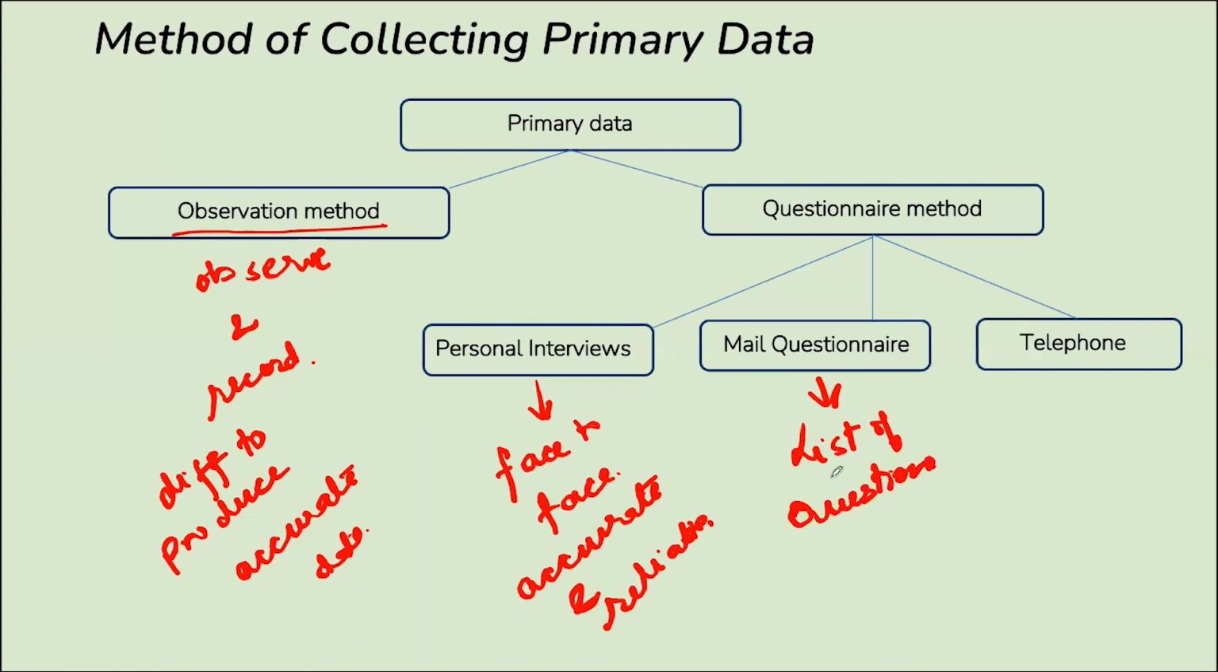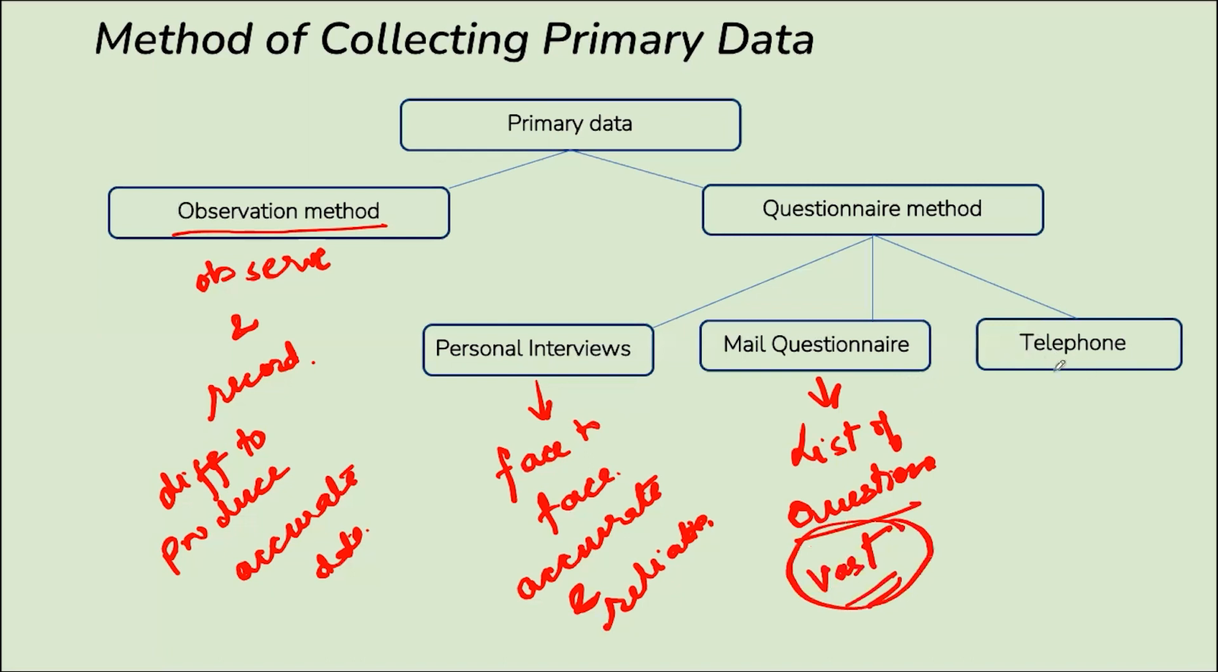This method is very useful when the field of investigation is very vast. There are too many people from whom the data has to be collected. In this case, you can't go and personally interview each and every respondent, so you can directly mail the questionnaire. So this is very useful when the field is very vast. But the thing is that in this case, the respondent should be literate, meaning they should know which type of question they are being asked and how to answer that question.